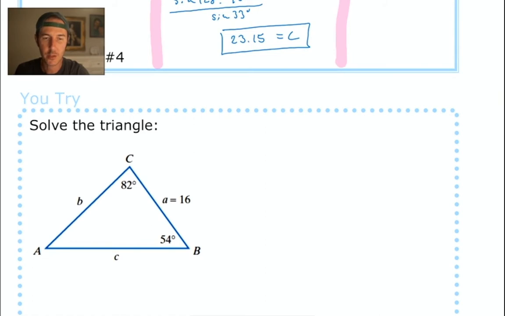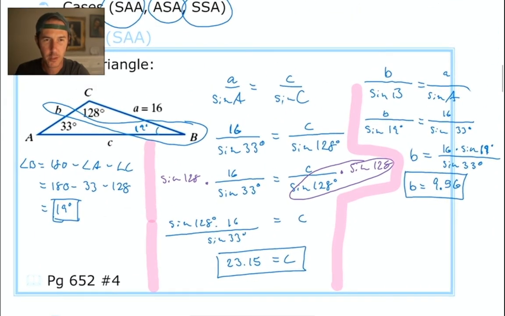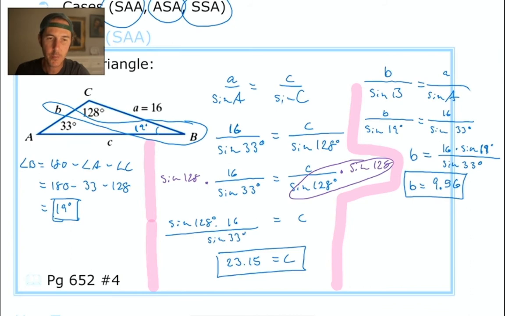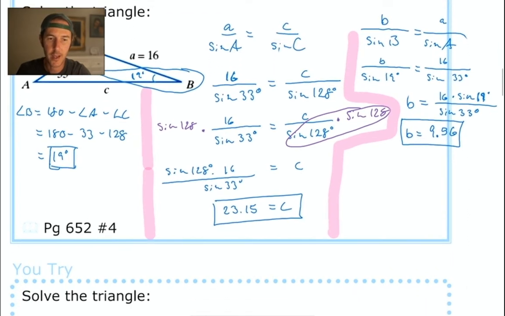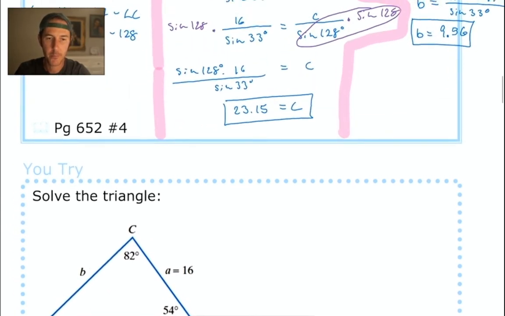This problem is actually very similar. It's just a different situation where we're being given some different starting information. It's a little bit different. In the problem that we just did, we were given 2 angles and a side. In this problem, we're being given 2 angles and a side.